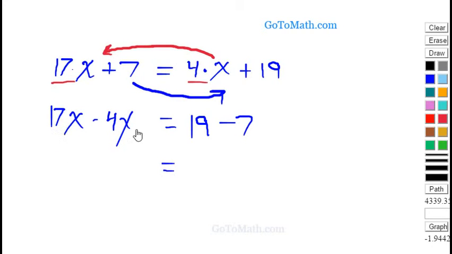Okay, so we've got like terms here. Let's see what we can do with that. We got 17 minus 4. What is that? 13. 13x. And then 19 minus 7 is 12.